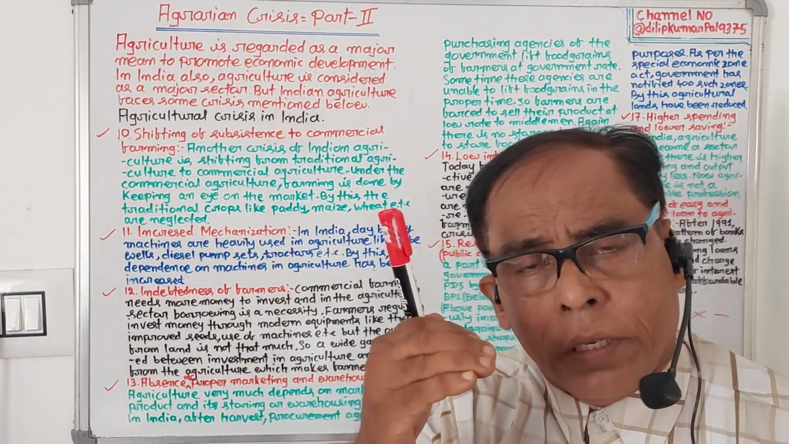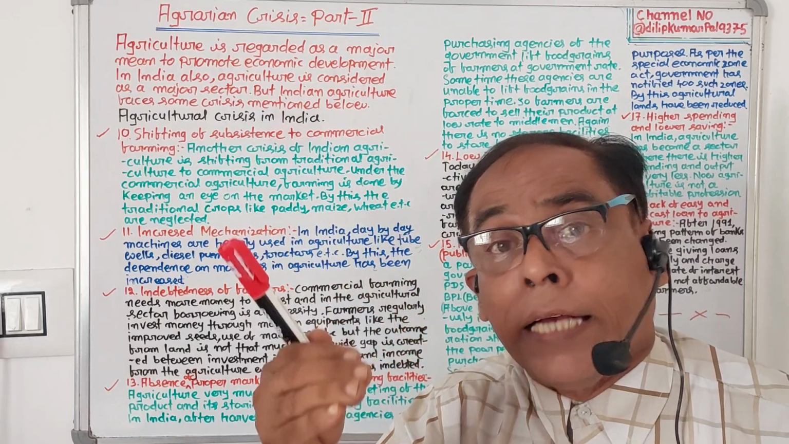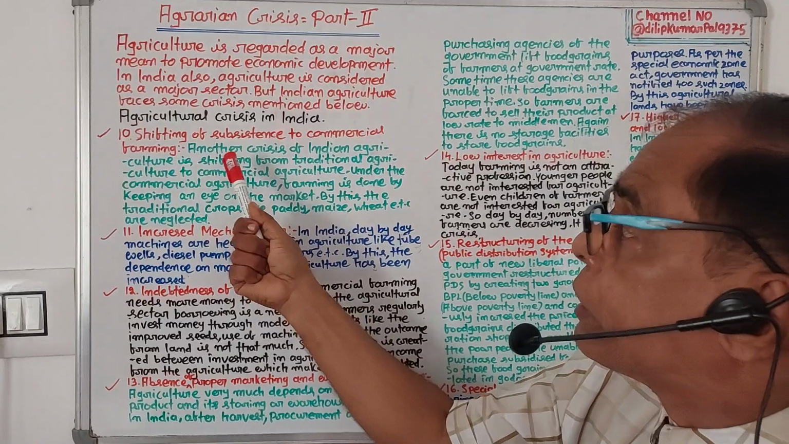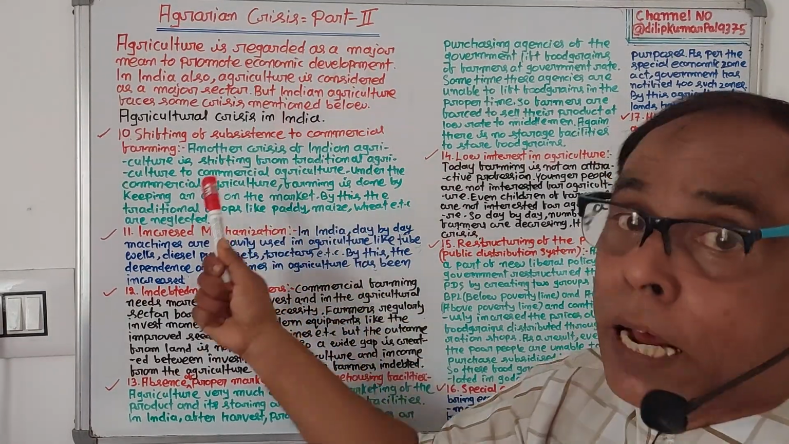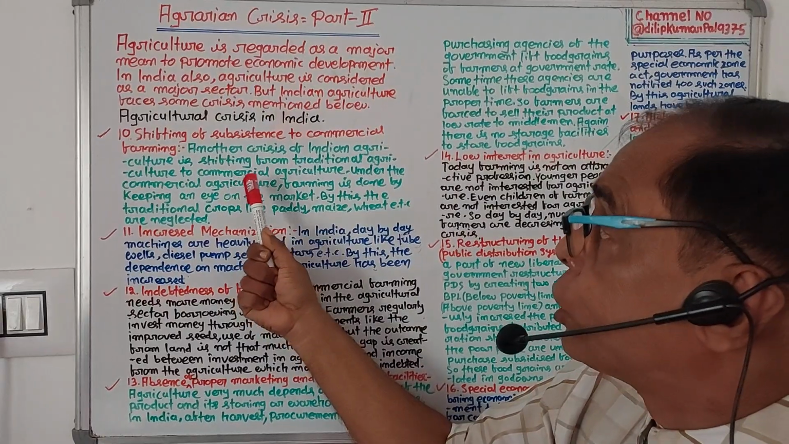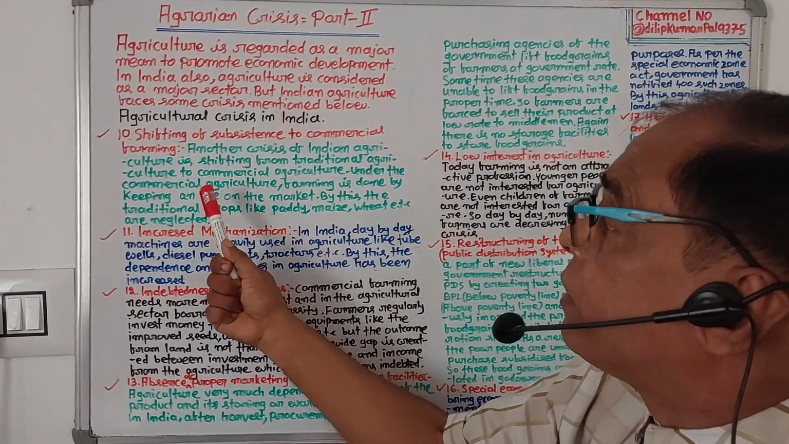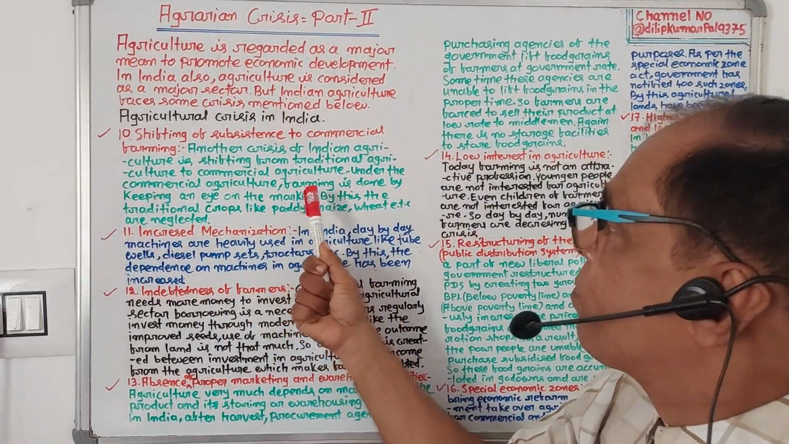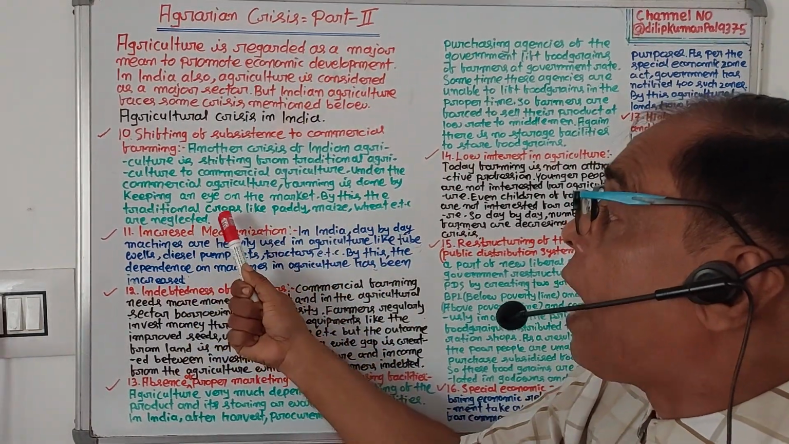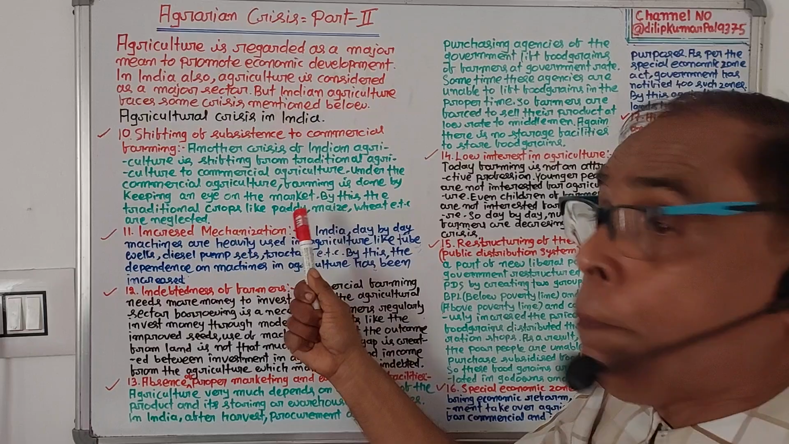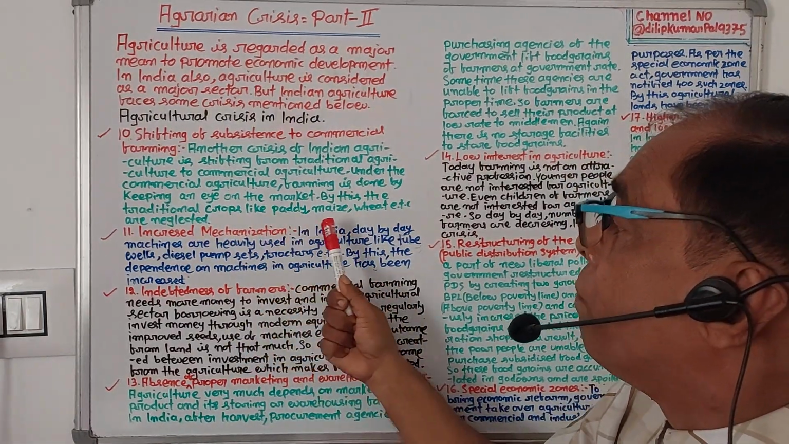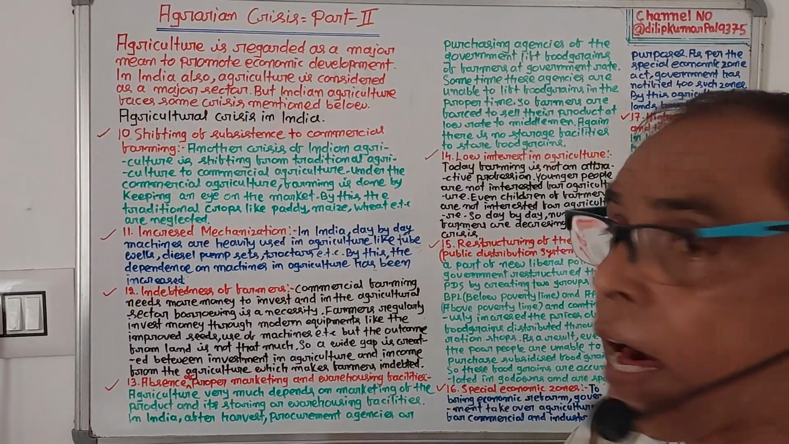An important crisis found in Indian agriculture is the shifting from subsistence to commercial farming. Another crisis is shifting from traditional agriculture to commercial agriculture. Under commercial agriculture, farming is done by keeping an eye on the market. By this, the traditional crops like paddy, maize, wheat, etc. are neglected.